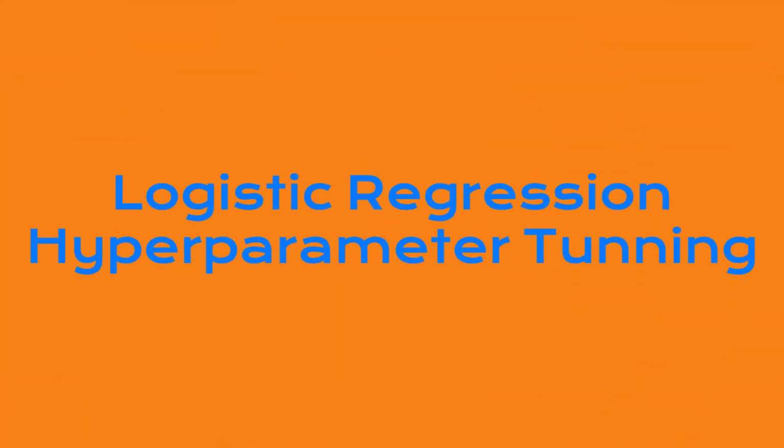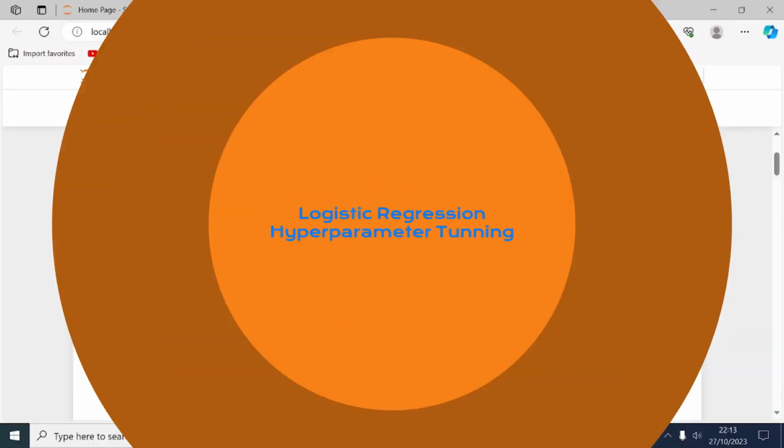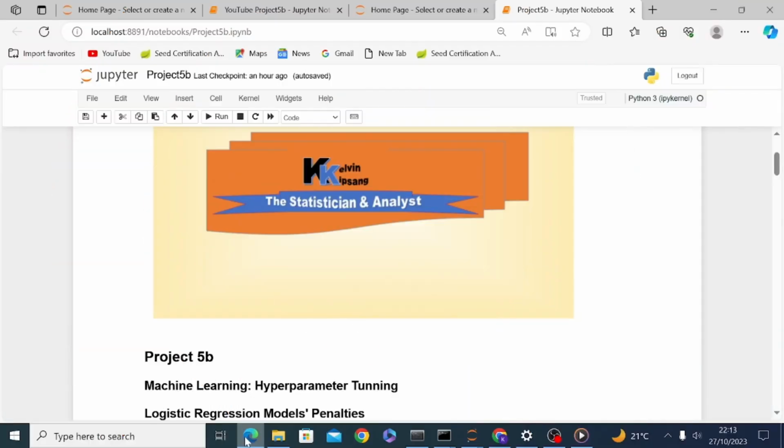This video is Project 5B and it's all about hyperparameter tuning the logistic regression model. In the previous video, I took you through the logistic regression with the statsmodels package, but in this one, we're gonna use the powerful scikit-learn package for machine learning.